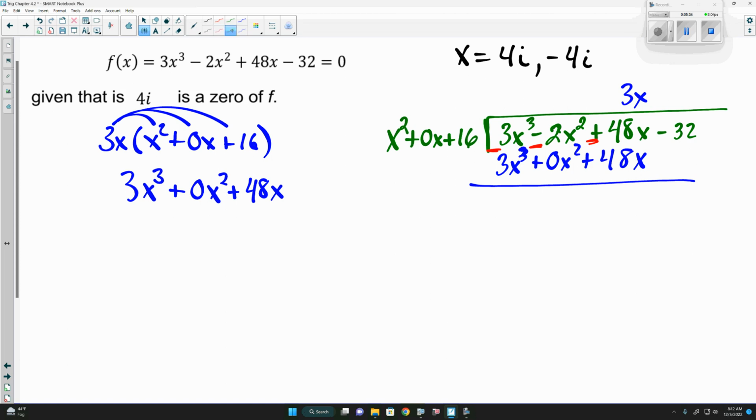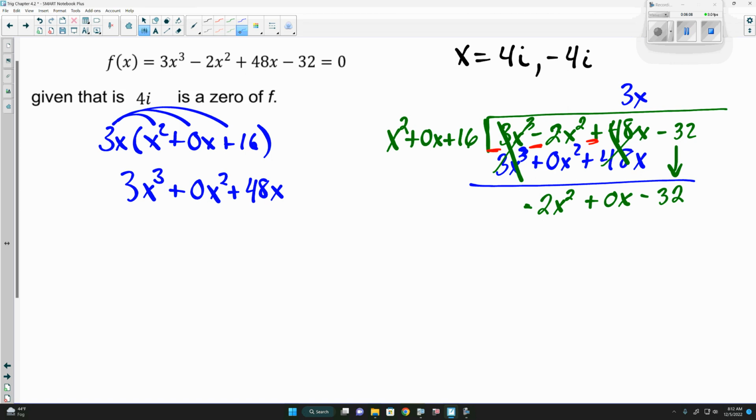Our 3x cubed minus 3x cubed is going to be 0, just like we wanted. Negative 2x squared minus 0x squared is going to be negative 2x squared. Well, 48x minus 48x is really 0x. We can put it in there as 0x, or we can leave it blank. Either way, we know that it is 0. And the last thing we need to do is bring down the negative 32.